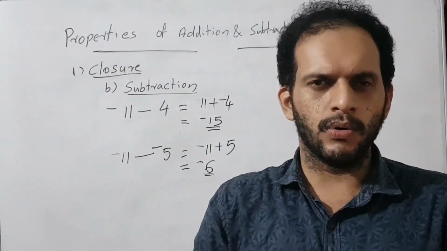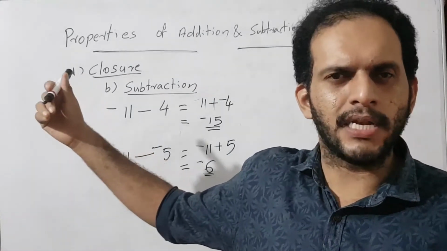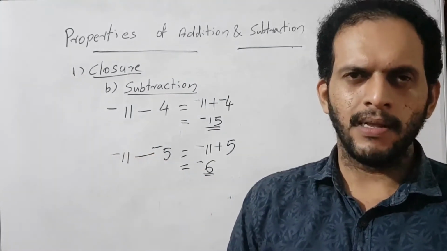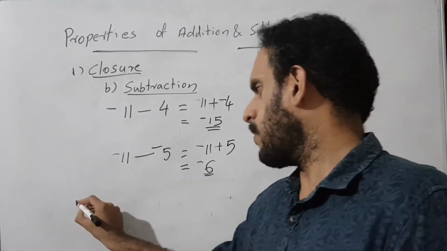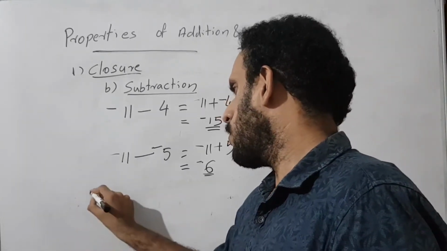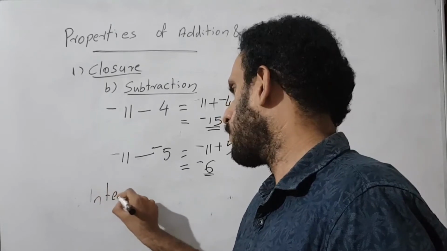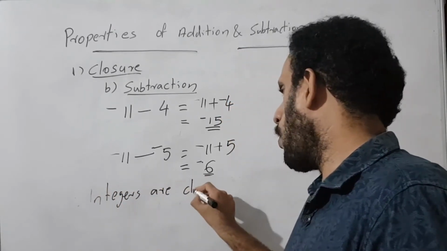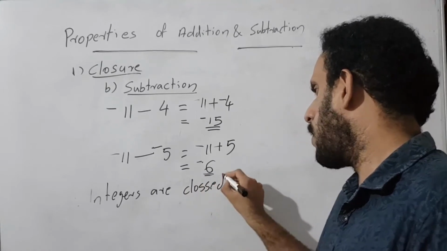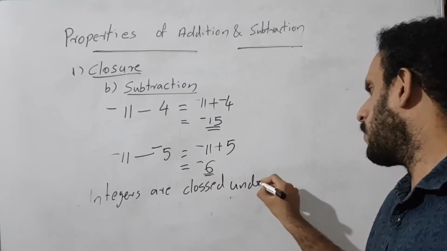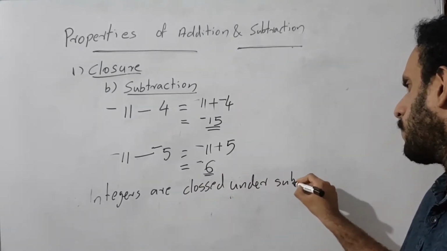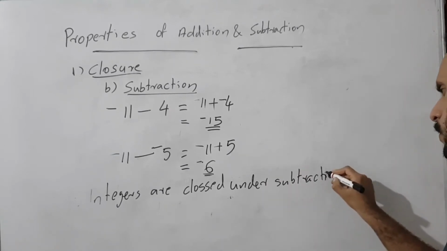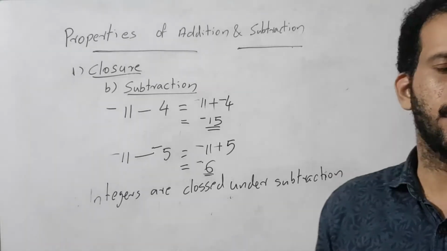So what do we conclude? Subtraction also satisfies the closure property. Correct? That means, what do we conclude? Therefore, integers are closed under subtraction. Integers are closed under subtraction.